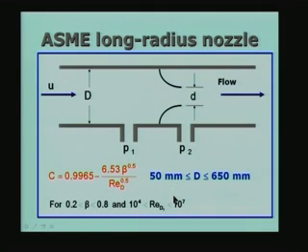The second type of device we can think of is called the ASME long radius nozzle. ASME is the American Society of Mechanical Engineers, who have standardized the design. I will show the long radius nozzle in slightly more detail in the next sketch. Essentially what we have is P1 upstream of the nozzle, this is the nozzle, P2 is downstream of the nozzle, and for the ASME long radius nozzle the coefficient of discharge is given by 0.9965 minus a small quantity, 6.53 beta to the power of 0.5 divided by Reynolds number to the power of 0.5.